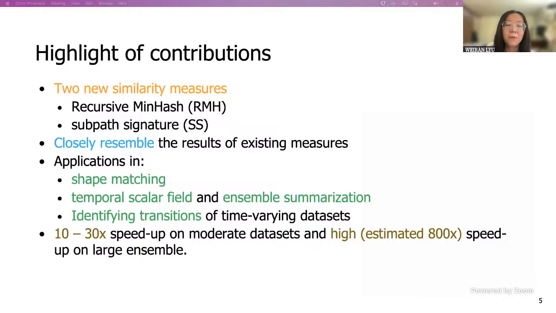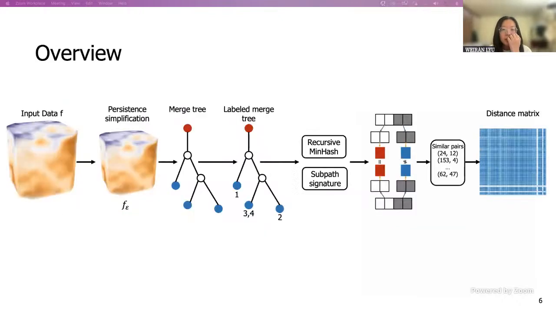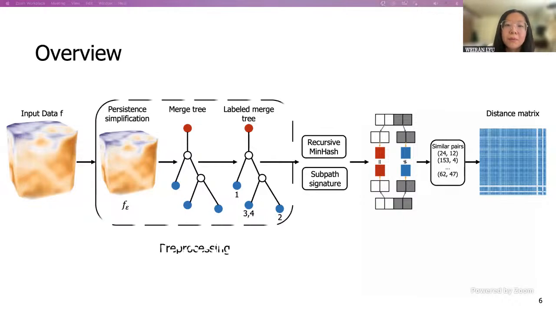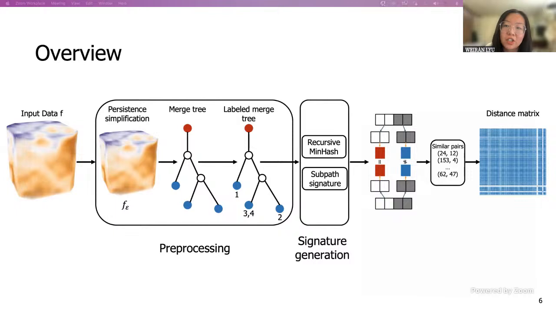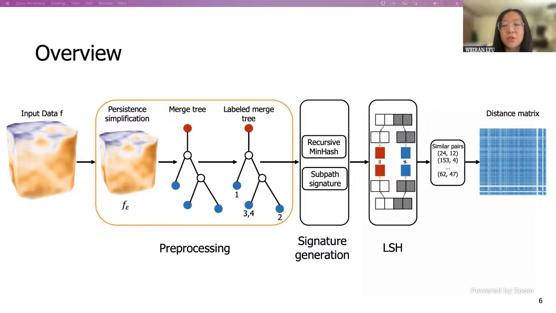So given a set of scalar fields, we generate our distance matrix in the following three steps: pre-processing, signature generation, and locality-sensitive hashing. We first simplify each scalar field with a small persistence threshold to remove noise. We then compute merge trees followed by label assignment. So now let's look at what is a merge tree and a label merge tree.